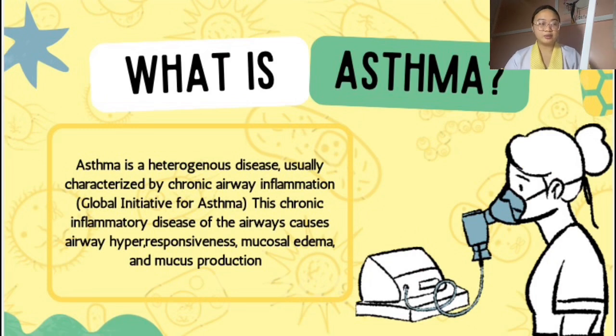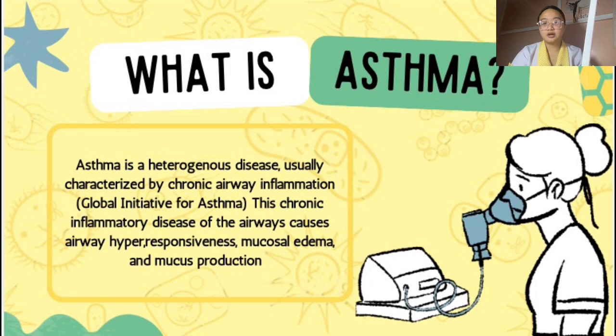According to the Global Initiative for Asthma, asthma is a heterogeneous disease usually characterized by chronic airway inflammation. This chronic inflammatory disease of the airways is caused by airway hyperresponsiveness, mucosal edema, and mucus production. These factors contribute to the hallmark symptoms of asthma such as wheezing, difficulty of breathing, and coughing. In essence, asthma is a condition where the airways become overly sensitive and inflamed, leading to the narrowing and obstruction of the airways, which significantly affects a person's breathing.